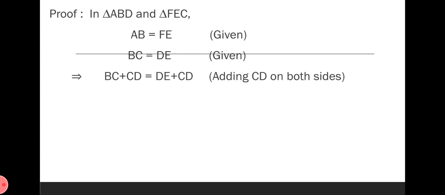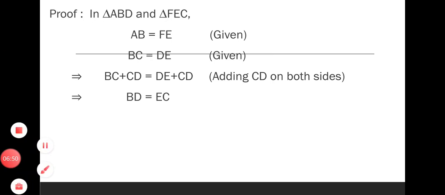Proof. In triangle ABD and triangle FEC, AB equal to FE. This is already given. BC equal to DE. This is also given. Now, we add CD on both sides of the given, that is BC plus CD equal to DE plus CD. We will get BD equal to EC.